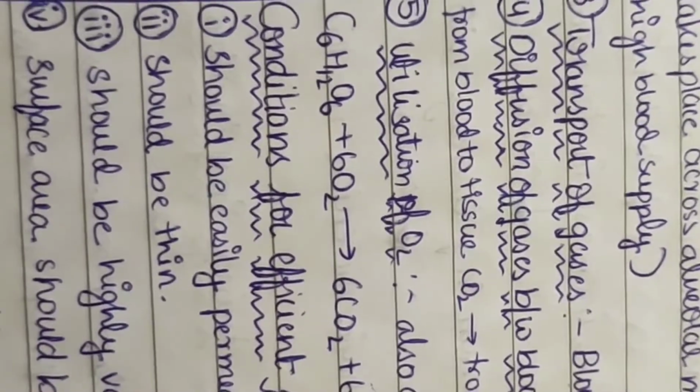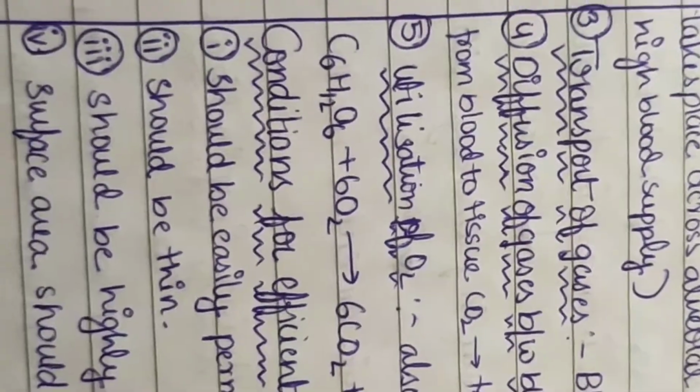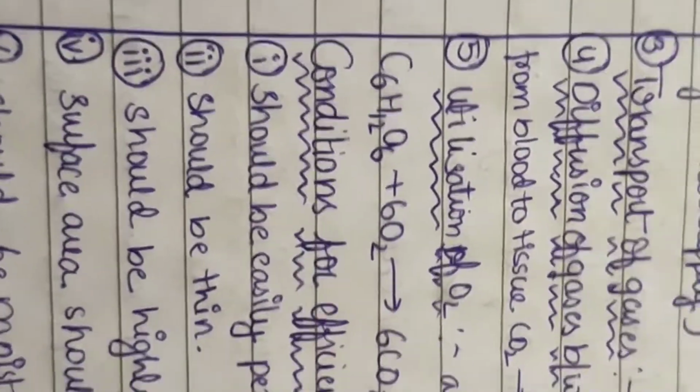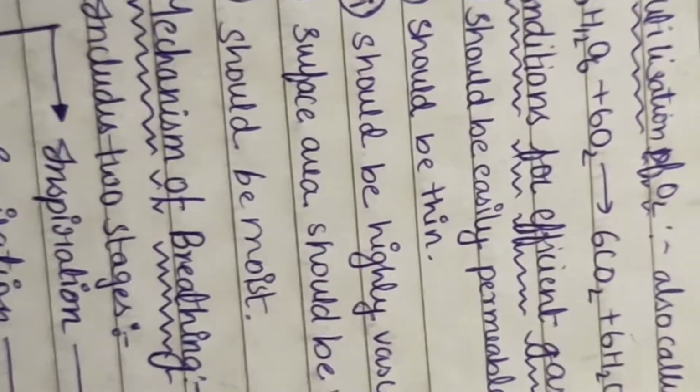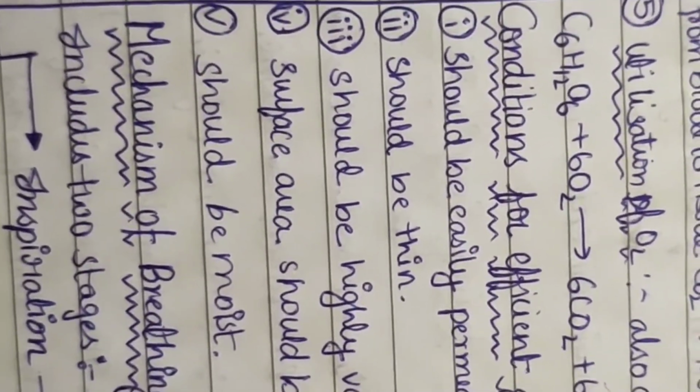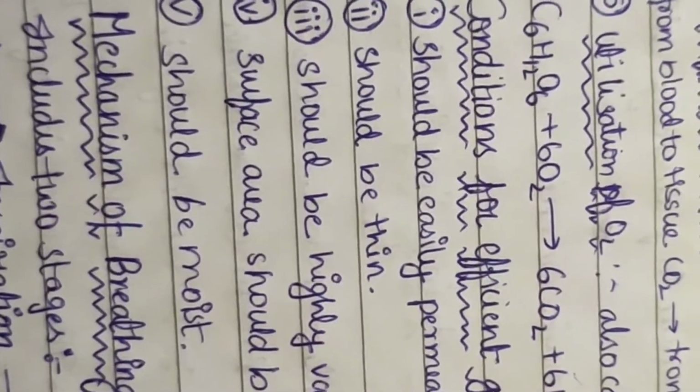Now utilization of O2. Here it is also called cellular respiration. For example, C6H12O6 plus 6O2 gives rise to 6CO2, 6H2O plus energy. Then conditions for efficient gas exchange. The membrane should be easily permeable to O2 and CO2, should be thin, should be highly vascular, surface area should be very large, and should be moist in nature.